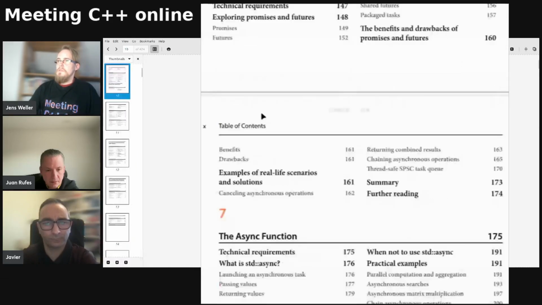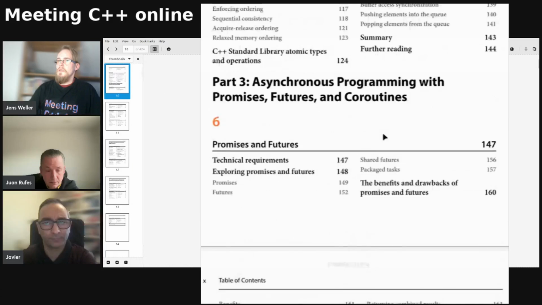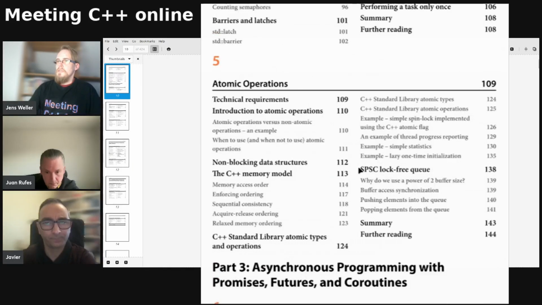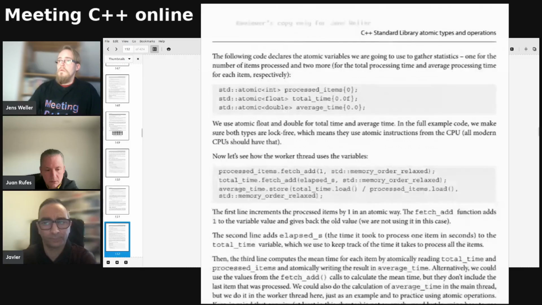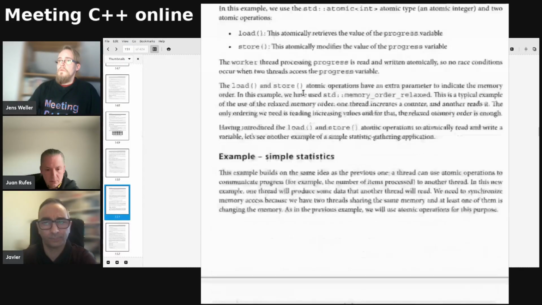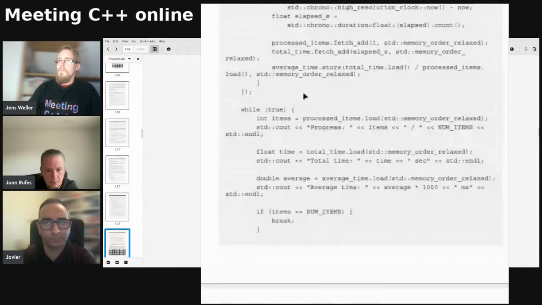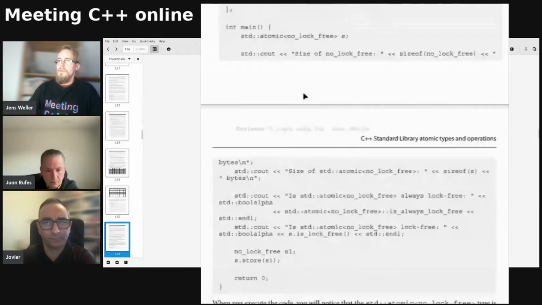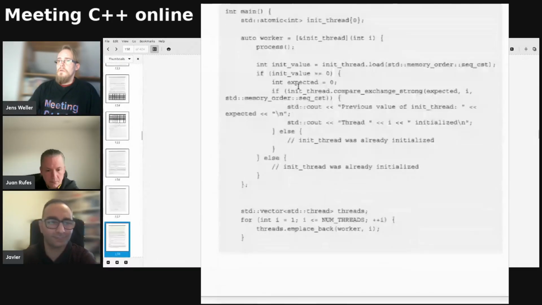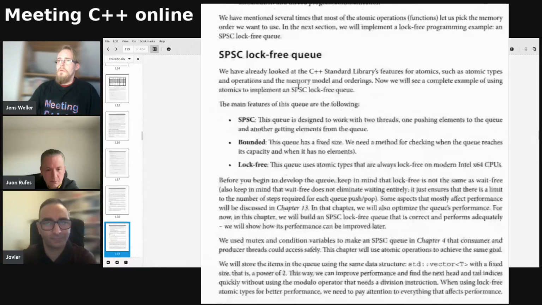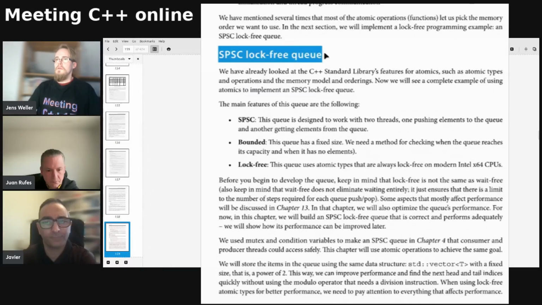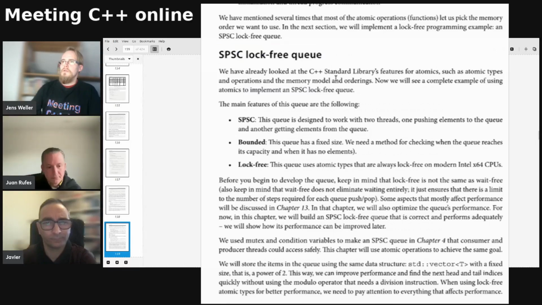One of the examples you had was this SPSC lock-free queue. Let's take a look at that. Let me scroll a bit to find it. Here we are. This. And that's something I like about the book, that there are quite good examples here, which are documented well.